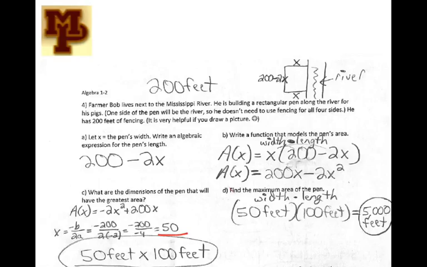And then if we want to find out the other dimension, then we can plug in 50 right there. So it's going to be 200 minus 2 times 50. So that's 200 minus 100, which turns out to be 100. That's where that comes from. And when you multiply them together, you get your maximum area, which is 5,000.